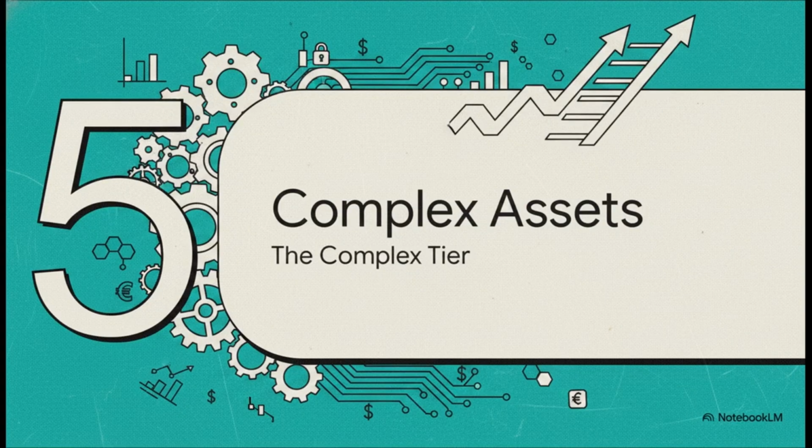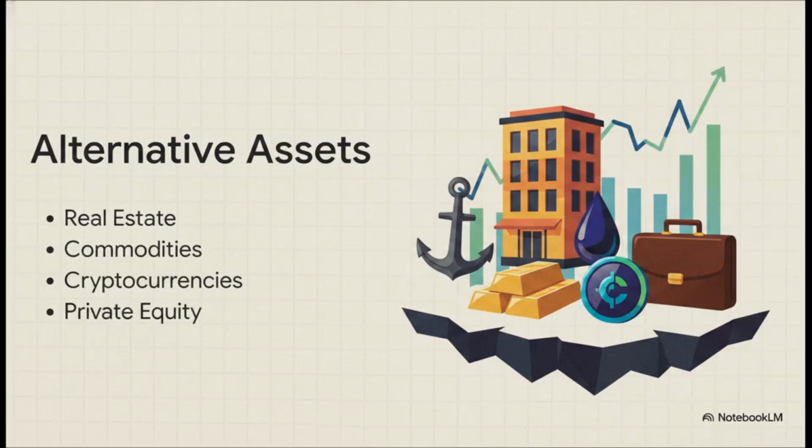Now we're stepping onto the highest rungs of the risk ladder for Chapter 5, Alternatives and Derivatives, the complex tier. So the crucial point here is that alternative investments, things like real estate, commodities such as gold or oil, cryptocurrencies, and private equity, these fall completely outside the traditional world of stocks and bonds. Why on earth would our consultant look here?